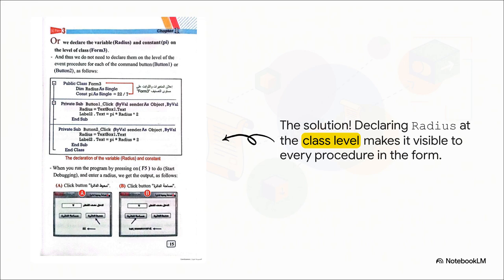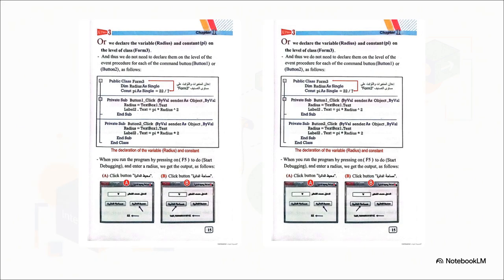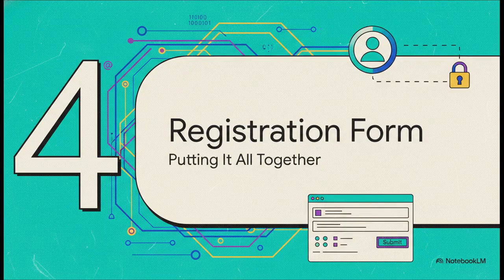We just moved it. We took it out of button 1 and put it right up at the top of the class. By doing that, we've promoted it. It's now a class-level variable and everybody can see it. And the result? Just like that. Both buttons work perfectly. They can both access and use that same shared radius variable. Problem solved. That's the power of scope. So understanding where to declare your variables is a huge deal.